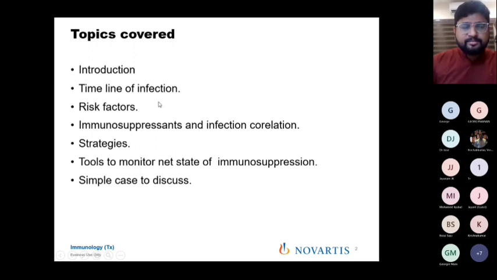I'll outline some timelines, risk factors, immunosuppressants and infection correlation of certain immunosuppressants, what all strategies we have, what tools are there to monitor what we call nowadays the concept of net state of immunosuppression, and a very simple case for open discussion so that we understand what we should not be doing when we are so confused with so many drugs around us.